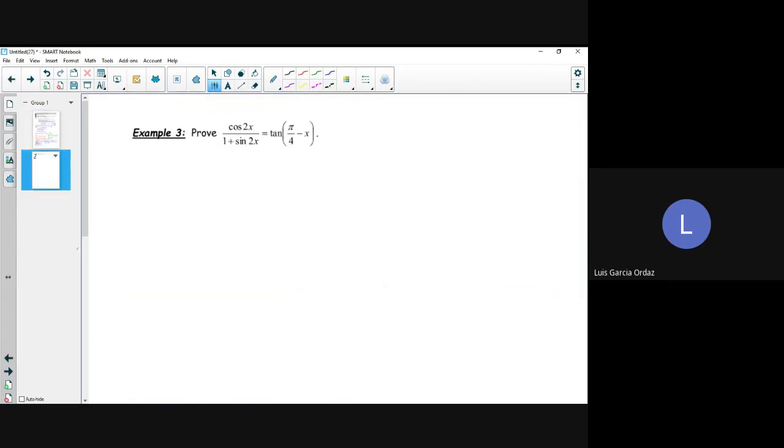So we have our third example. We want to prove that cos 2x over 1 plus sine 2x is equal to tan of pi over 4 minus x. So what type of trig equations do we have, or what type of formula do we have on the left side? So we have double angle formulas on the left side.